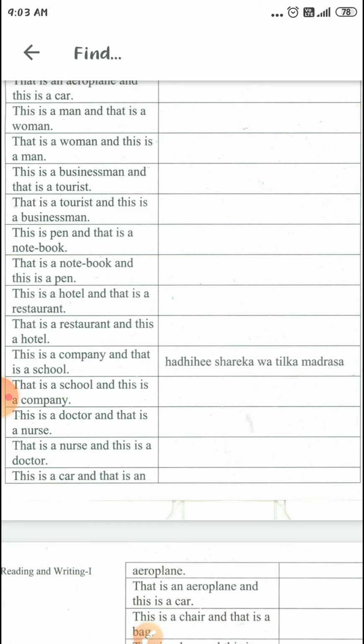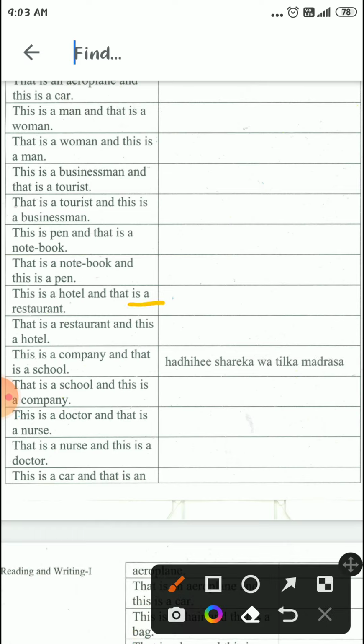This is a hotel. هذا فندق. وذلك مطعم. That is a restaurant. ذلك مطعم. And this is a hotel.